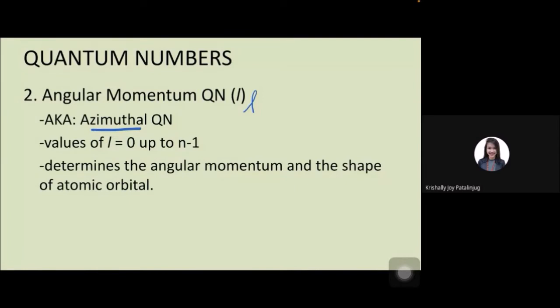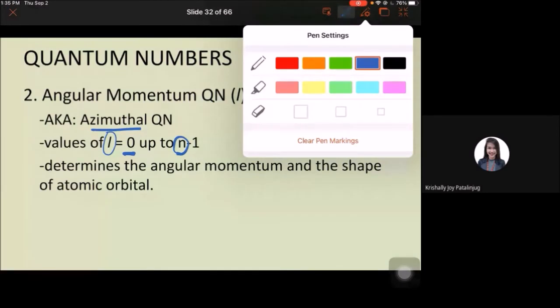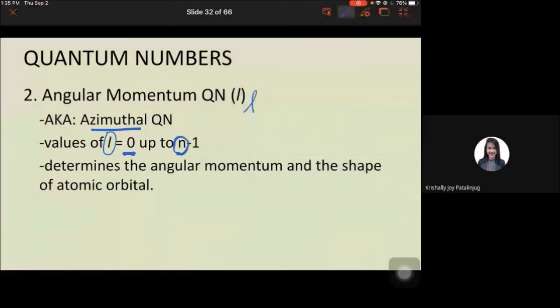Okay? Or angular momentum quantum number. Take note, this can have any value from 0 up to n minus 1. I repeat, the L value is from 0 up to n minus 1. Ibig sabihin, tingnan, ano nga ulit yung n, di ba? Principal quantum number. Ibig sabihin, it is the n that limits L. When I say limits, kailangan natin si n value para makuha yung L value.